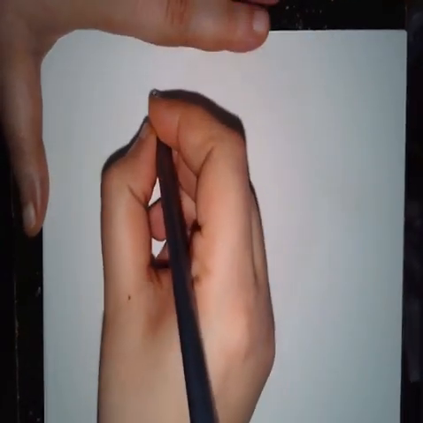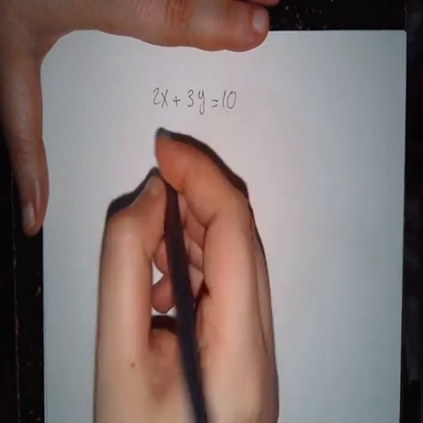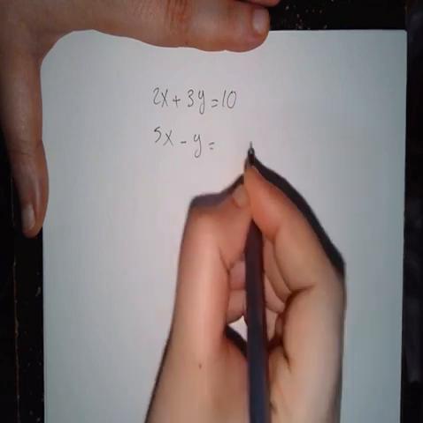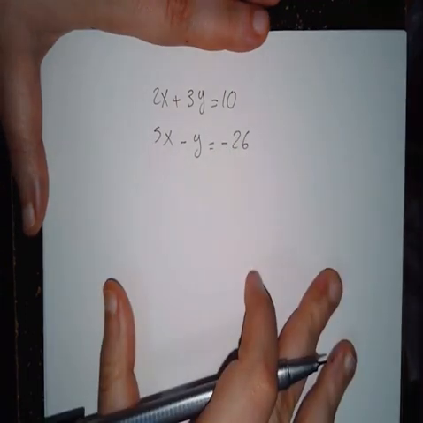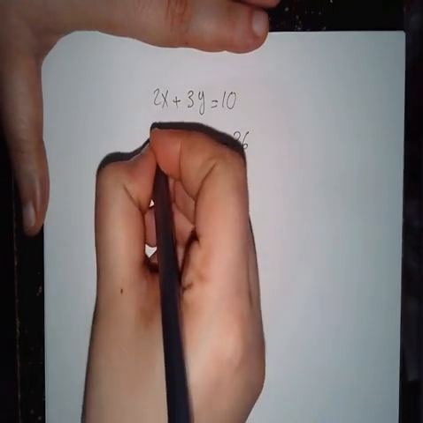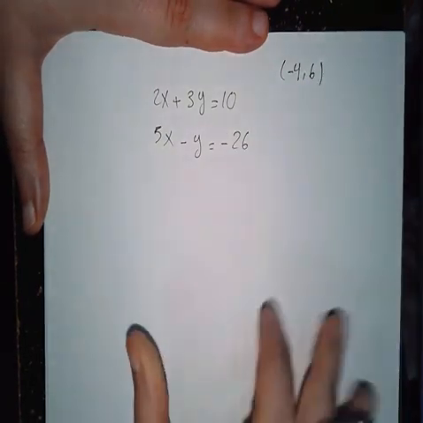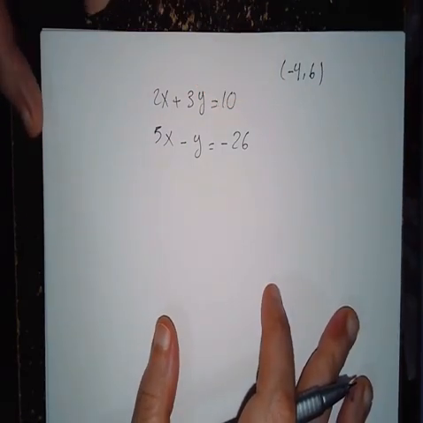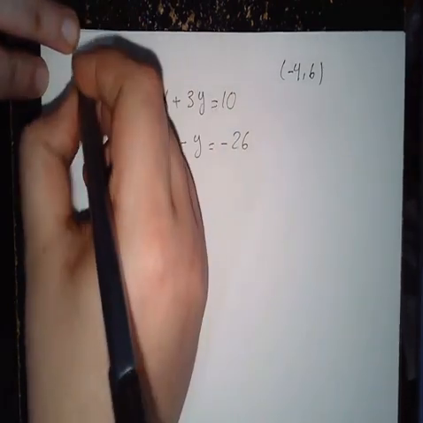Now, again, I'm going to use the exact same system. So it's 2x plus 3y equals 10. 5x minus y equals negative 26, right? And as a side note, I'm writing the answer right here to show you that both methods are going to give you the exact same solution. Okay, so this is what we got when we use substitution. Now I'm using addition.